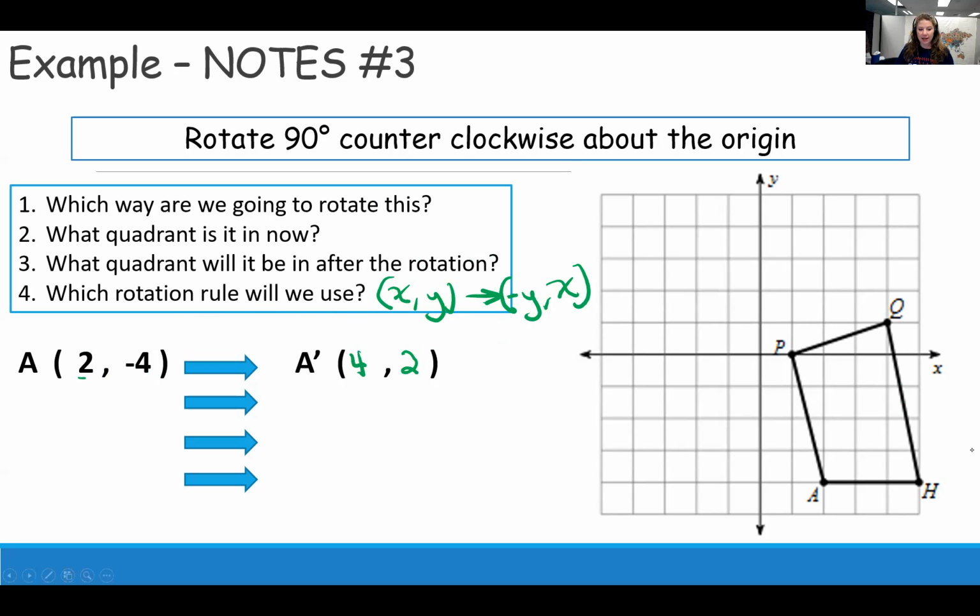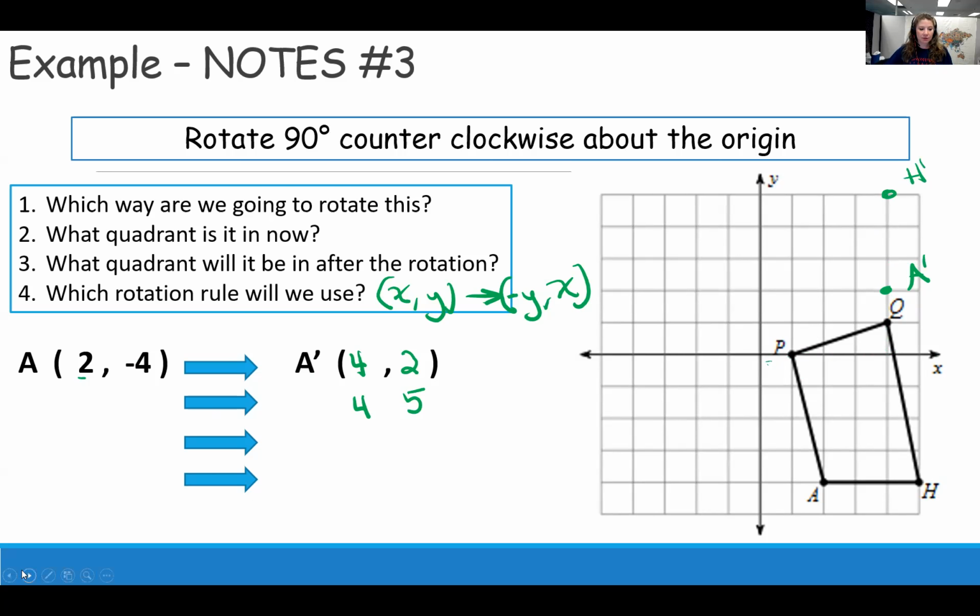So A prime, my original A is at 2, -4. We're going to go right 4, 1, 2, 3, 4, up 2, and there's A prime. All right, next one, 5, -4. We're going to send that 5 to the back. We're going to bring that y to the front, change the sign, and then we're going to go right 4, 1, 2, 3, 4, up 5, 1, 2, 3, 4, 5. Here we go. This is H prime.